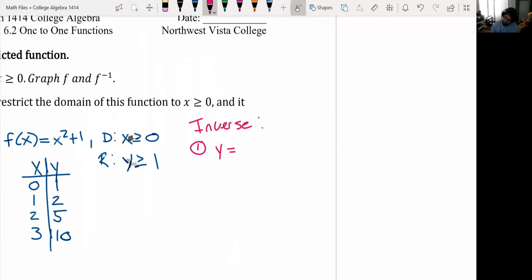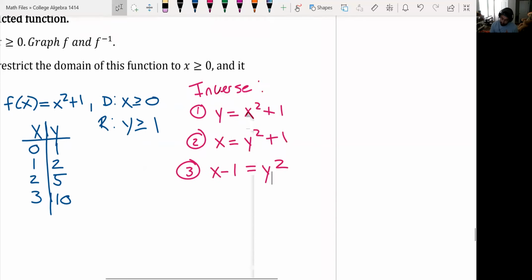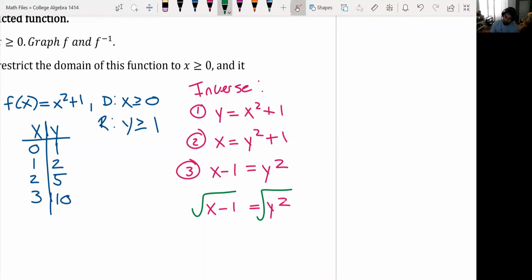One, y equals x squared plus 1. 2, interchange: x equals y squared plus 1. 3, solve. I'm going to move that 1 over, and you'll get x minus 1 equals y squared. And then we'll square root both sides, and we are going to end up with plus or minus square root x minus 1 equals y.